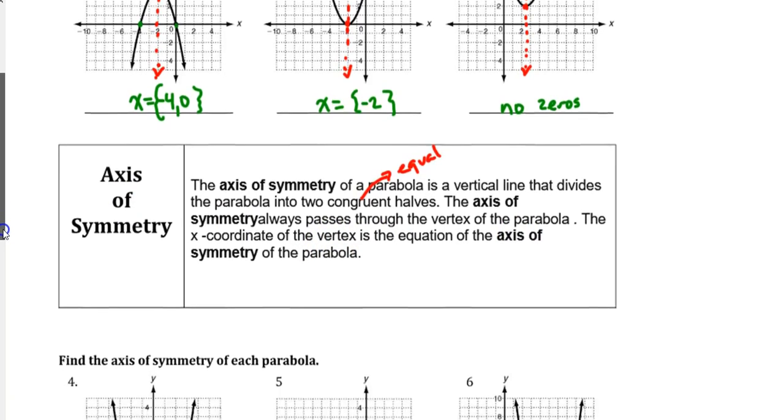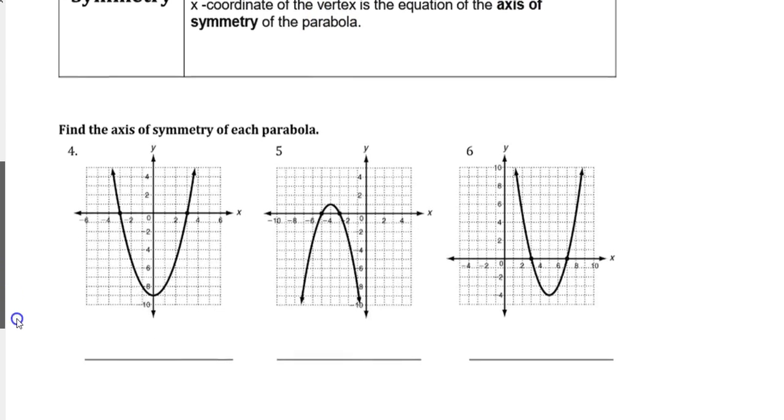So it's always an x equals type of equation because it's a vertical line where all the x values are the same. So in this case, if you were to draw your vertical line right down the middle, through that vertex, well, what would be the x value of all those points? It would be x equals 0, right?